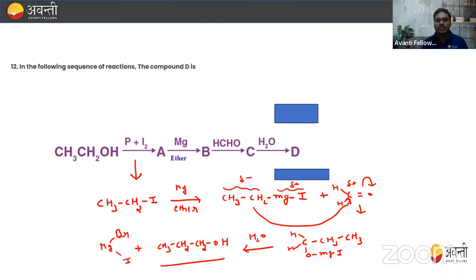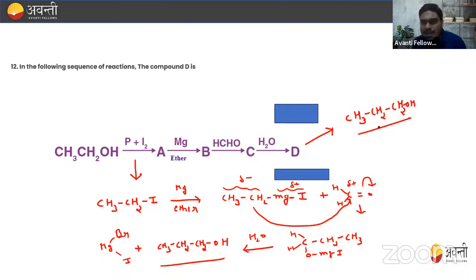Very good. JNV राजकोट, very good. JNV नालगोंडा ने भी सही बताया, बिल्कुल very good, correct. That is propanol, right? So the D product what we have is nothing but propanol. That is CH3CH2CH2OH. So this is the product.